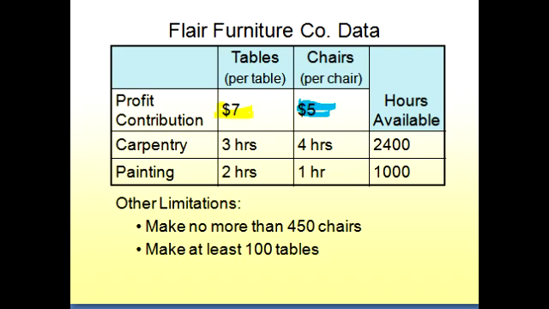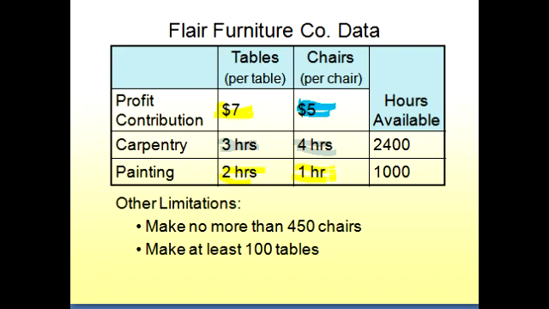The carpenters take 3 hours to make tables, 4 hours to make chairs. And can you see where that is? I still like yellow, guys. I'm sorry, I'm just so fickle here. We're going to keep it at yellow. So in the painting, it takes 2 hours to paint a table and 1 hour to paint a chair.